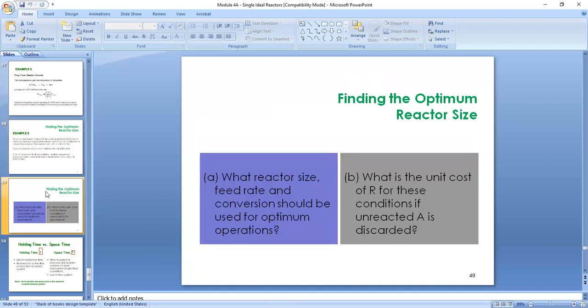What reactor size, feed rate, and conversion should be used for optimum operation? And for letter B, what is the unit cost of R for these conditions if unreacted A is discarded? Meaning it's not recycled to the system to form a mixture with a new stream of A to be converted to R. What is unreacted is just discarded.